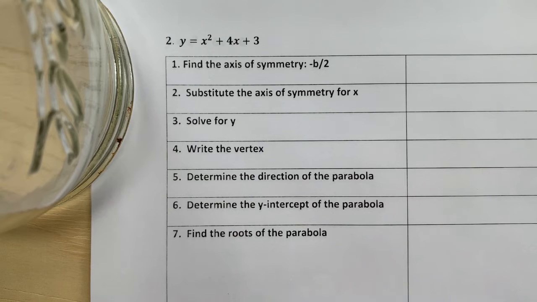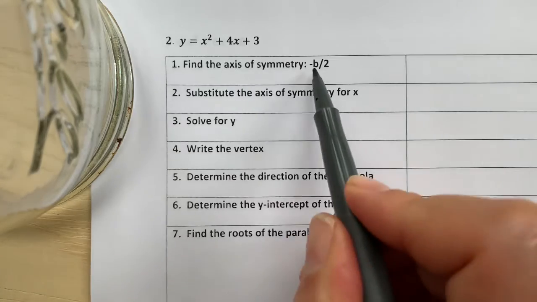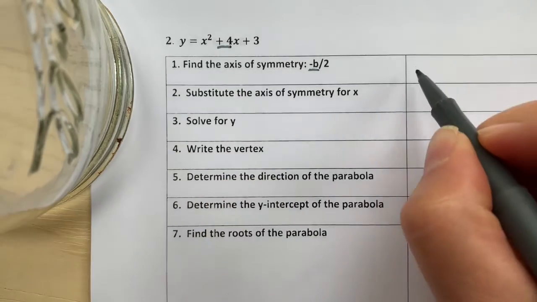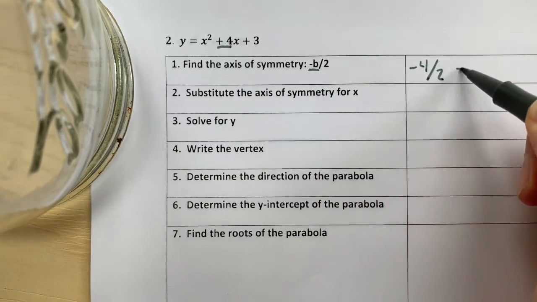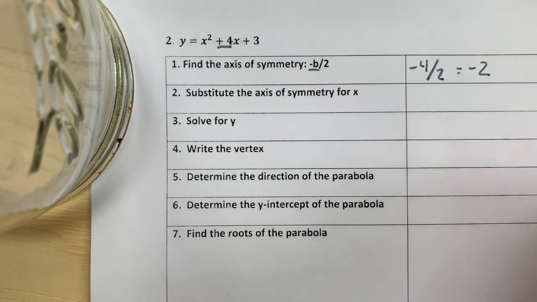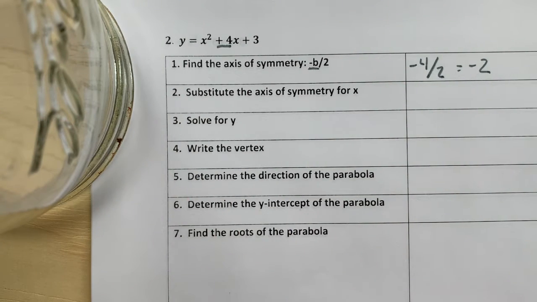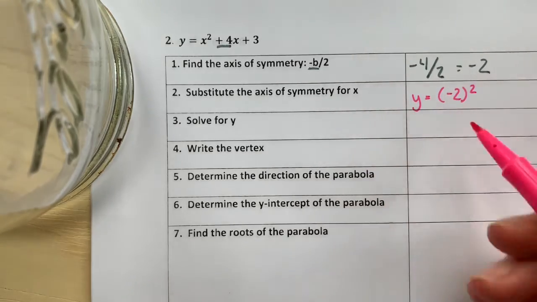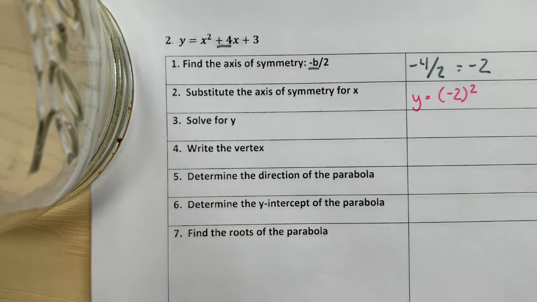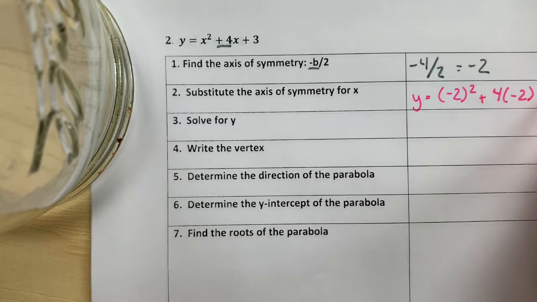Let's look at number 2. The first thing that we do is we find our axis of symmetry, which is negative b. So I'm going to find my b. So it's 4. That's my b, the number in front of x, divided by 2. So negative 4 divided by 2 is a negative 2. Now I'm going to take that negative 2, and I'm going to substitute it in for every x, so that I will have y is equal to a negative 2 squared, because I took this negative 2 and I substituted in for x, plus 4 times a negative 2 plus 3.